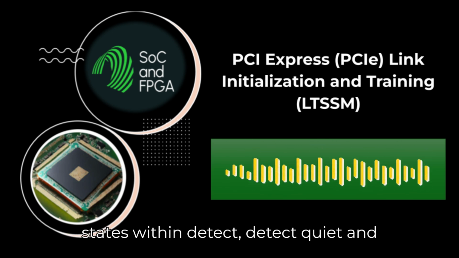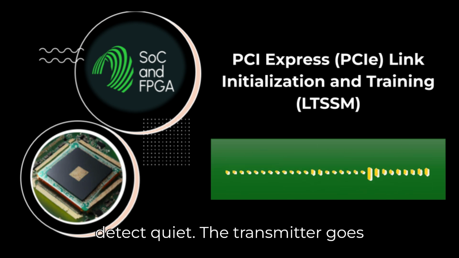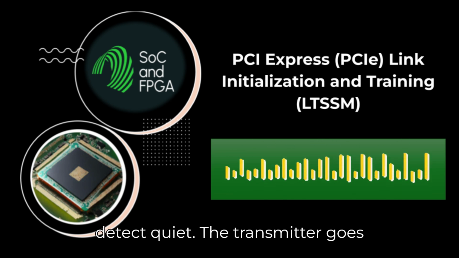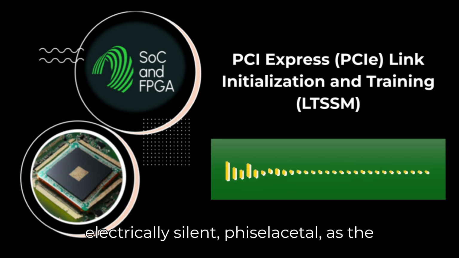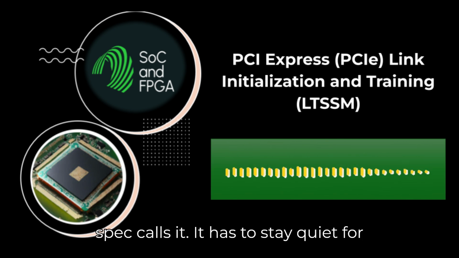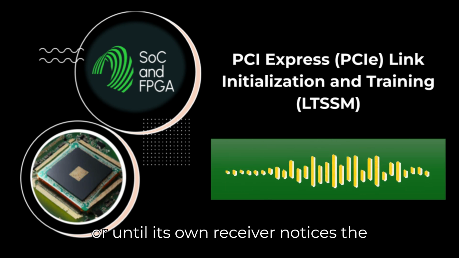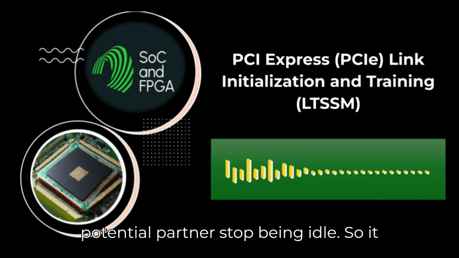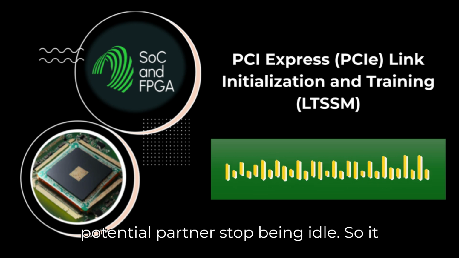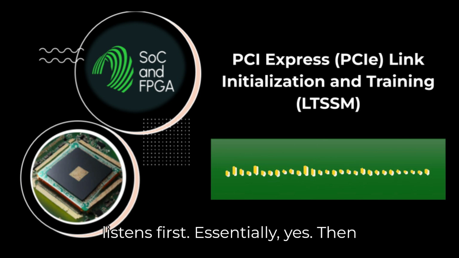And there are substates within detect. Detect.quiet and detect.active. Correct. It starts in detect.quiet. The transmitter goes electrically silent, Electrical Idle, as the spec calls it. Yeah. It has to stay quiet for at least 12 milliseconds, or until its own receiver notices the potential partner stop being idle. So it listens first? Essentially, yes.